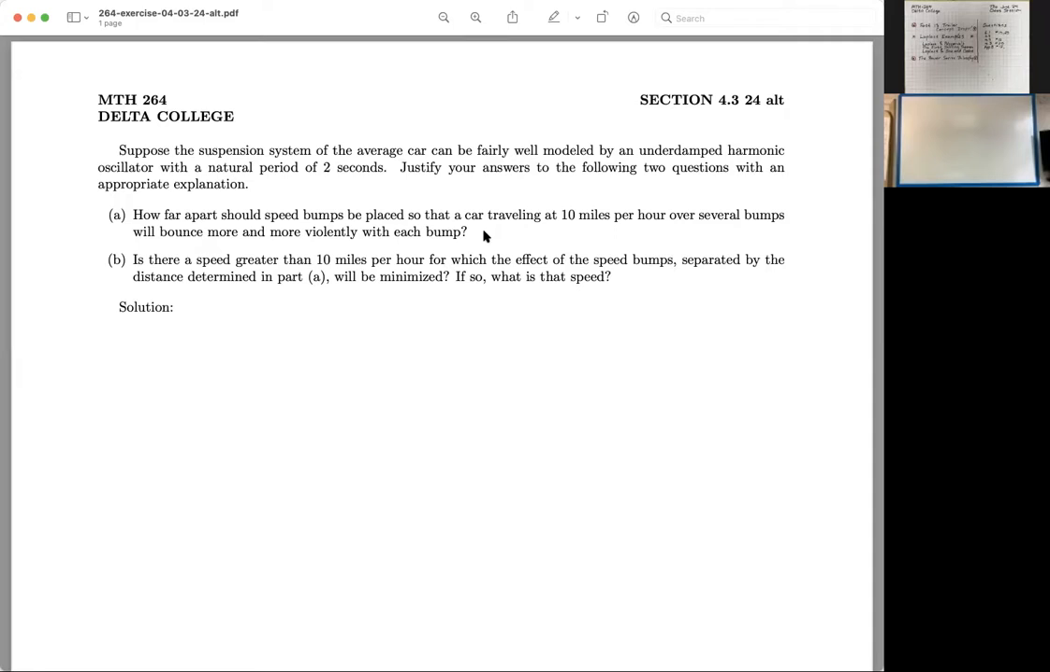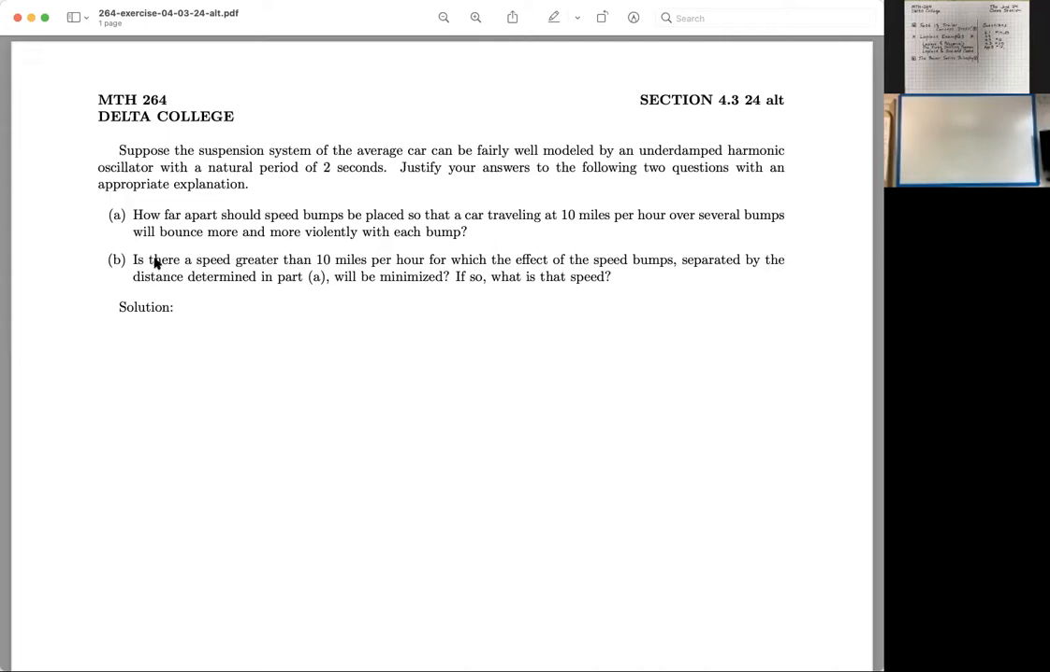And I'm still reading your papers because you had all kinds of interesting qualitative solutions. That's what I was looking for. But just about everybody agreed on part A, that you should set the speed bumps about 30 feet apart, 29 and a third feet apart to be exact. Remember, this is a model. This is not reality. This is what our model might tell us.